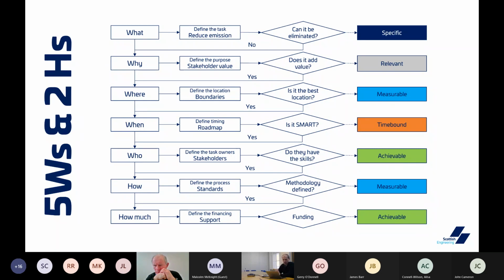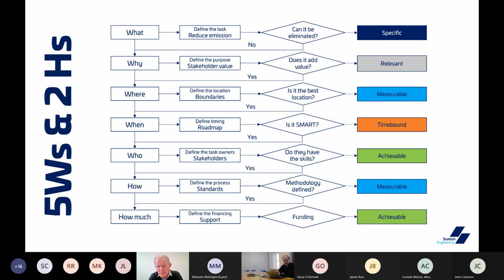So what we're going to do is look at using that lean tool, the 5W and 2H. If you think about the what, what's the what? The what is about reducing emissions. Can it be eliminated? No. And that's going to make it specific. The why is about stakeholder value. Does it add value to the stakeholders, not just to shareholders? And that's going to make it relevant.